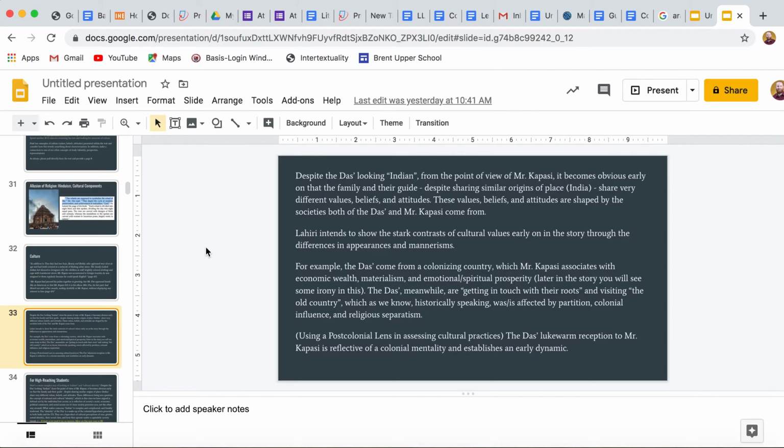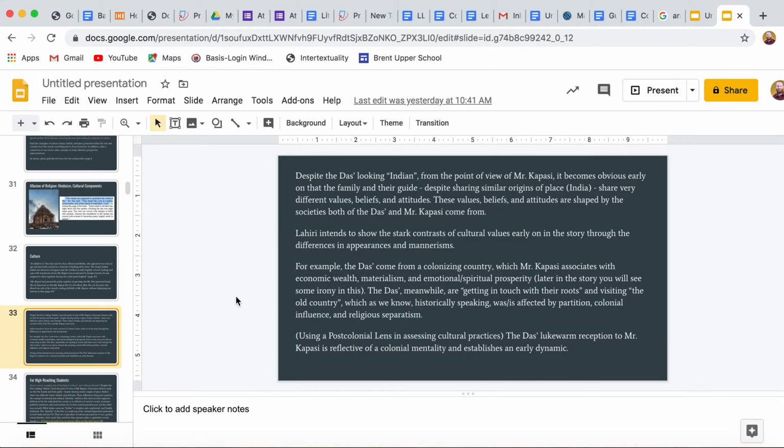Okay, so let's start looking at cultural aspects of this. So, despite the Das's looking Indian from the point of view of Mr. Kapasi, it becomes obvious early on that the family and their guide, despite sharing similar places of origin, share very different values, beliefs, and attitudes. And these values, beliefs, and attitudes are shaped by the societies both of the Das's and of Mr. Kapasi, right? So we know that the Das's are on a trip. They're from the United States, right? Mr. Kapasi is a native of India. But here he intends to show the stark contrast of cultural values early on in the story through the differences in appearances and mannerisms, greetings.